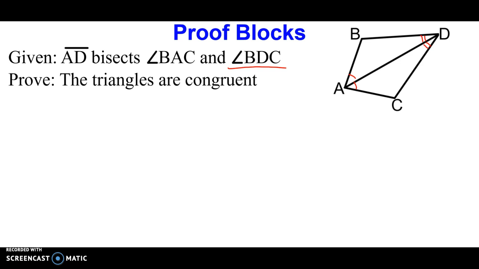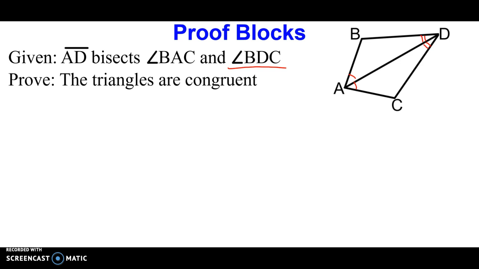That's not enough, and we know that AAA doesn't work. We just proved that as your warm-up today. So what has to be the third piece? Some type of side. When you look at this picture, which side can we assume will work, even though they said nothing about it? The middle, AD.